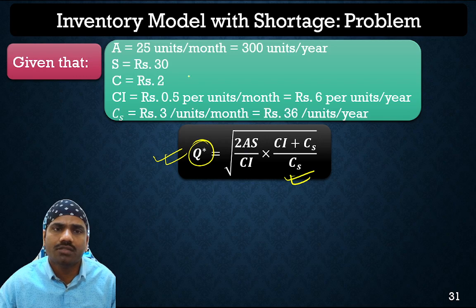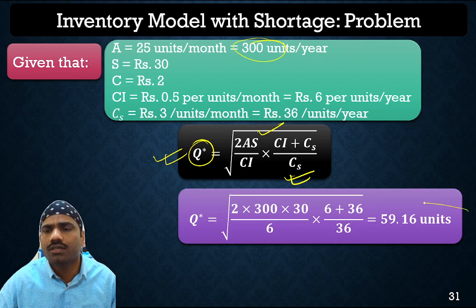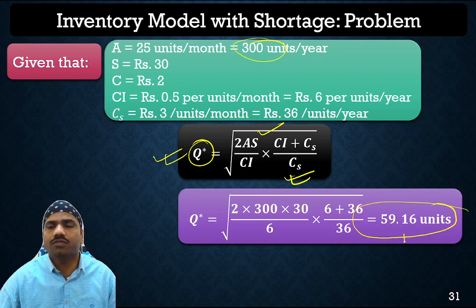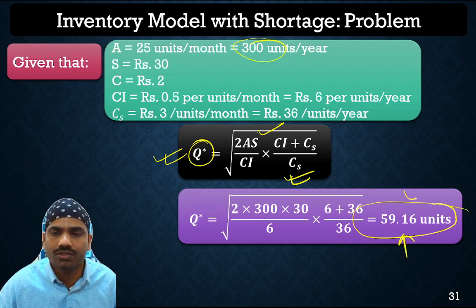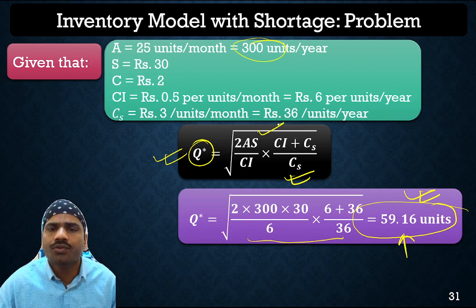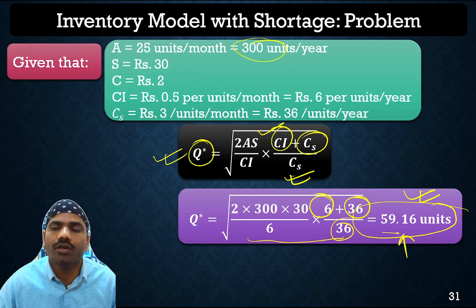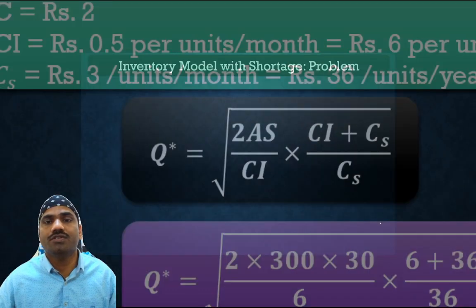So we have A as 300 units, S we have 30. We will place these values and we will get the economic order quantity, and that quantity is 59.16 units. If you solve this expression, we have 6 rupees as the inventory carrying cost and shortage cost rupees 36. So the economic order quantity we have is 59.16.